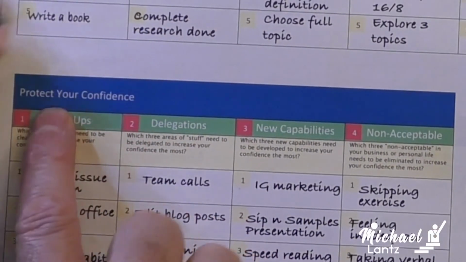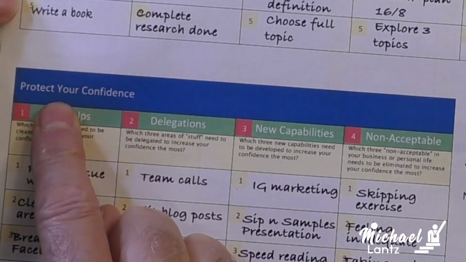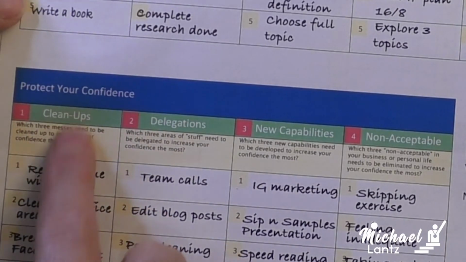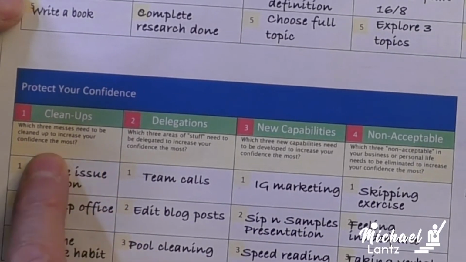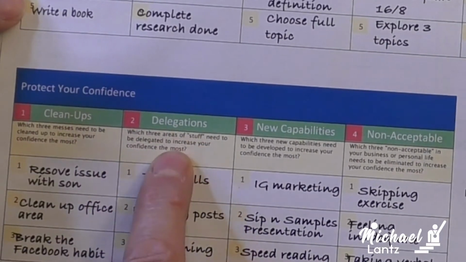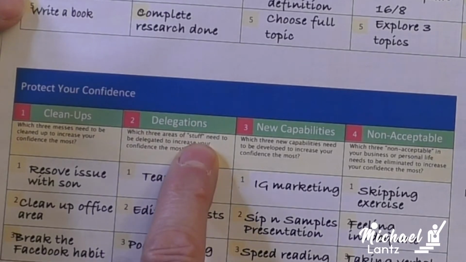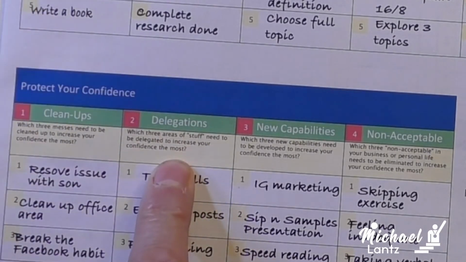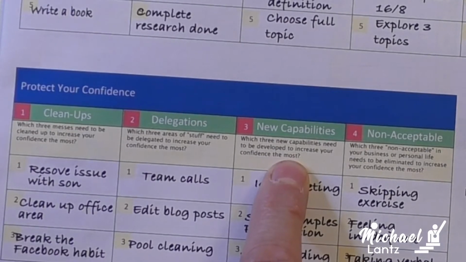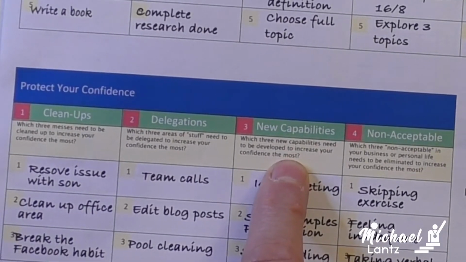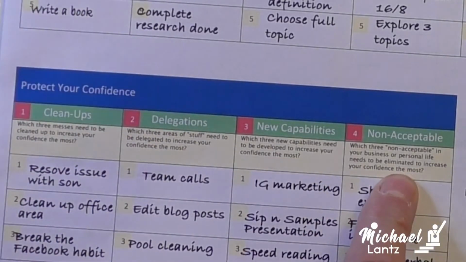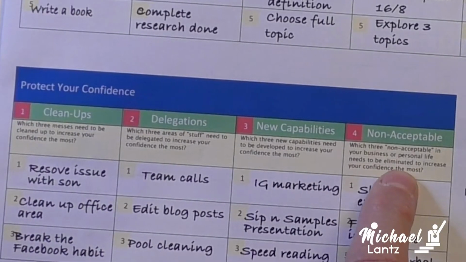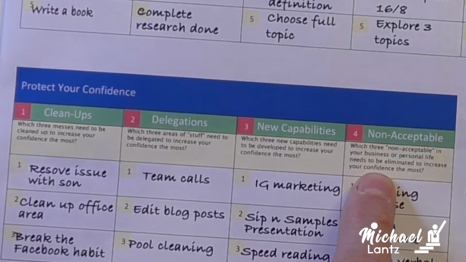The second part, protect your confidence. Think about that. First, cleanups. Which 3 messes need to be cleaned up to increase your confidence the most? Delegations. Which 3 areas of stuff need to be delegated to increase your confidence the most? New capabilities. Which 3 new capabilities need to be developed to increase your confidence the most? Non-acceptable. Which 3 non-acceptable in your business or personal life needs to be eliminated to increase your confidence the most?